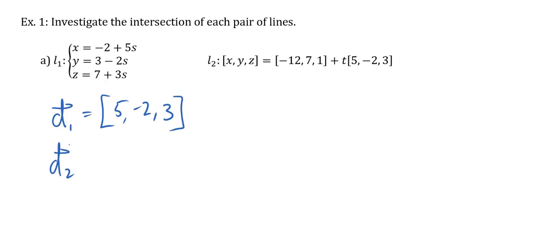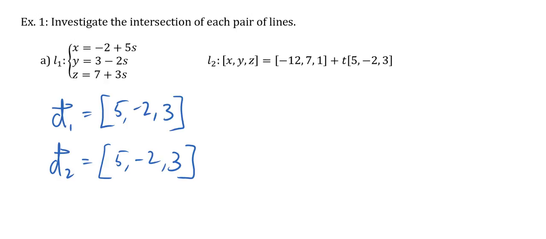So in parametric form, the direction vector is the coefficients. And in vector form, it's given. And in this case, they're equal. They're actually exactly the same. They don't have to be exactly the same. If one was a scalar multiple of the other, including positives and negatives, that would be just as good.